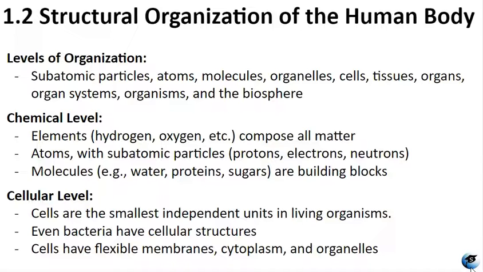Molecules such as water, protein, or sugar are the chemical building blocks of the body's structures. A cell is the smallest independent unit in a living organism. Even bacteria, as small independent organisms, have cellular structures. Cells, enclosed by flexible membranes, contain cytoplasm and organelles, performing all life functions.